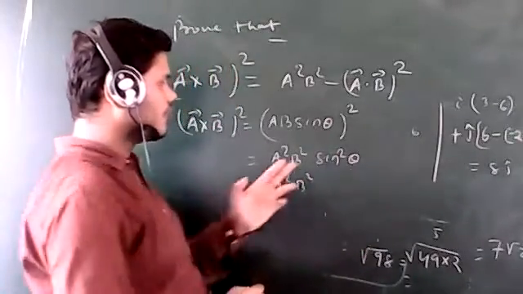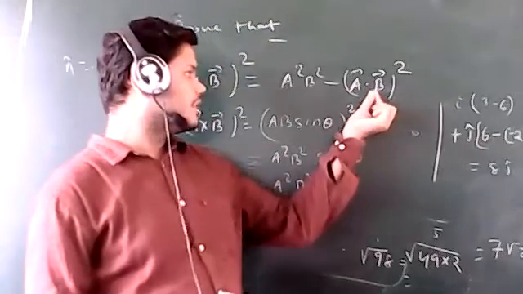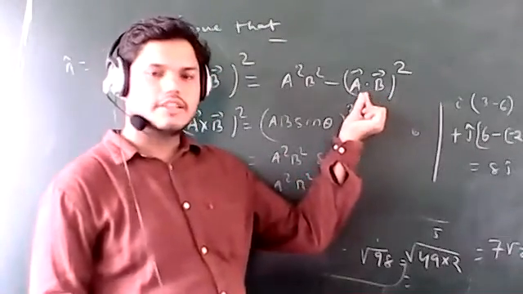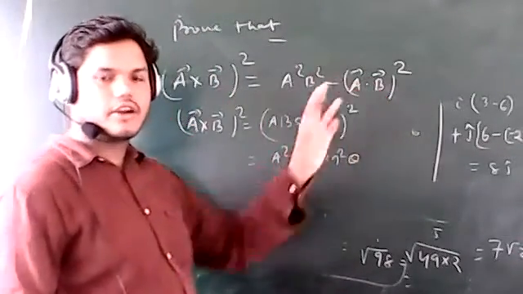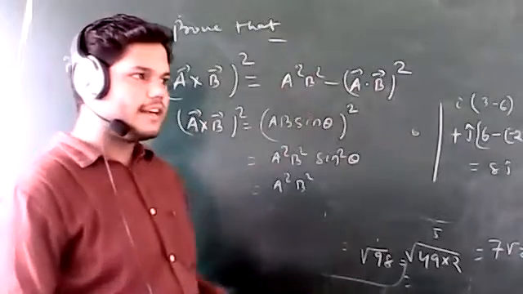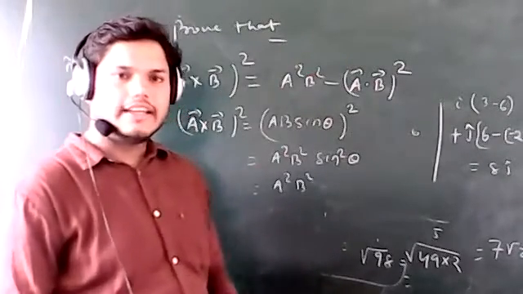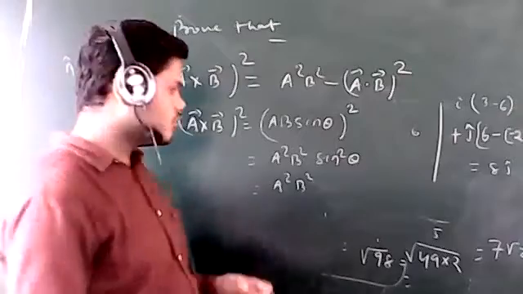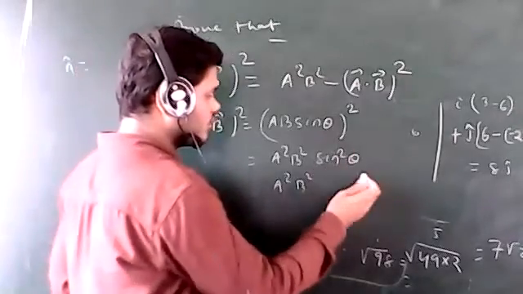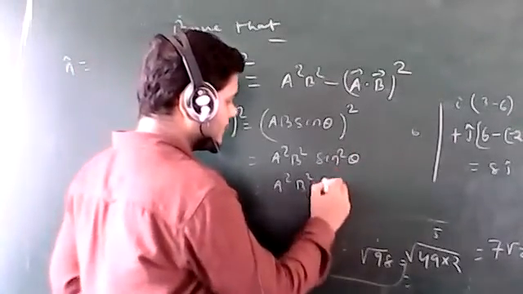That means A square B square, and in place of sin square theta, we want to change the cross product into dot product. So how is it possible? You know that A dot B is AB cos theta. Yes or no? So we have to convert it into cos form. That means sin square theta we have to write in the form of cos.